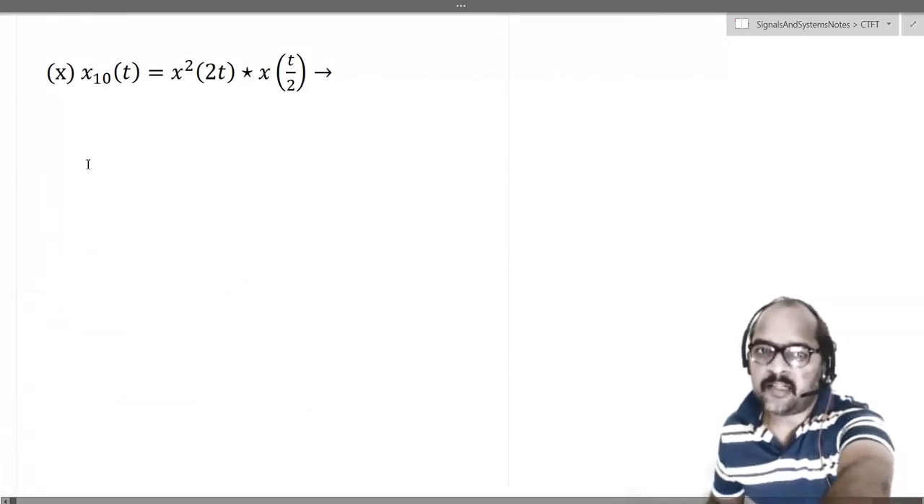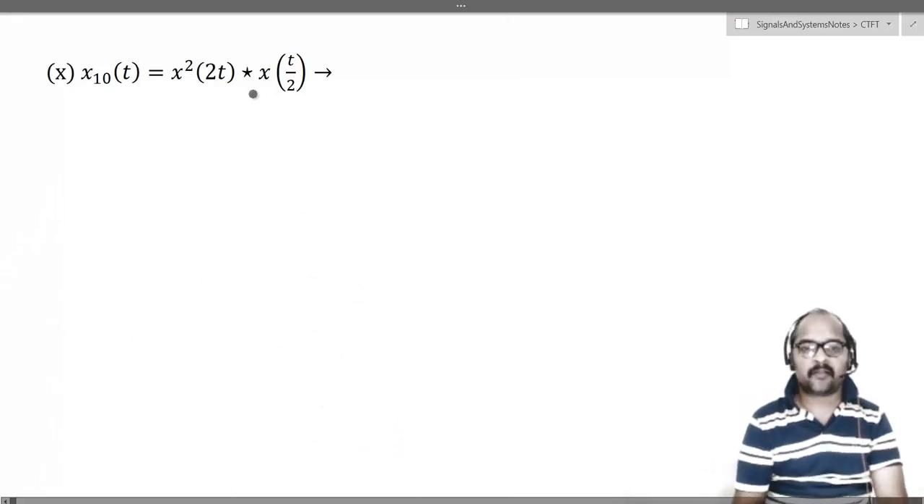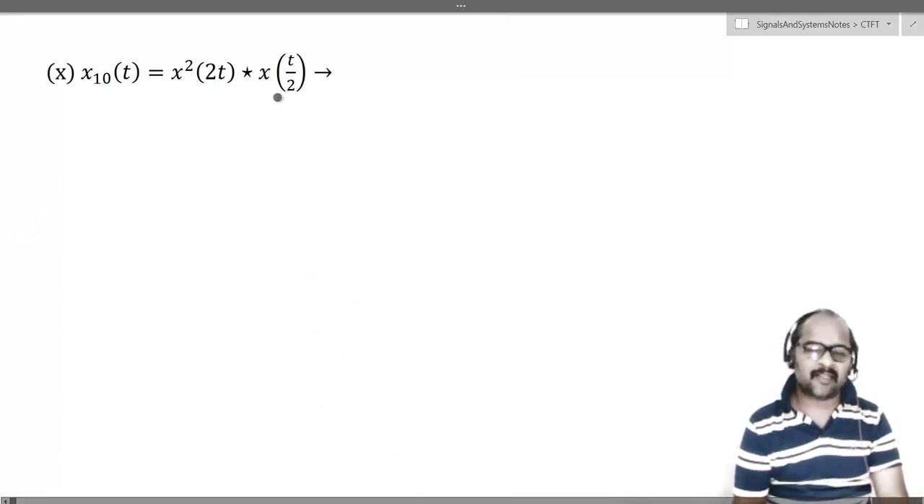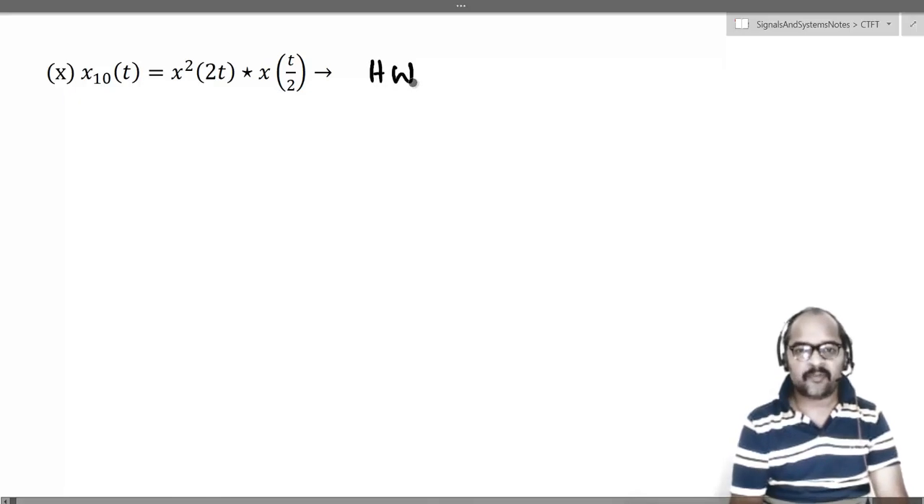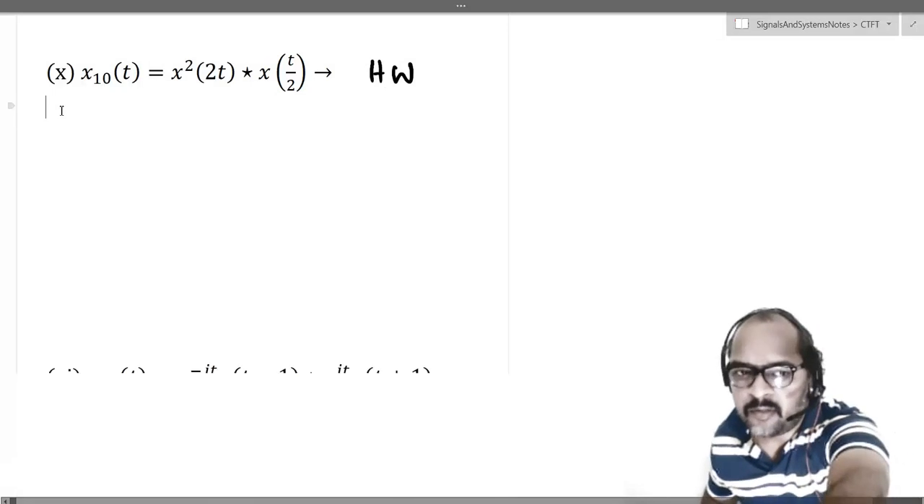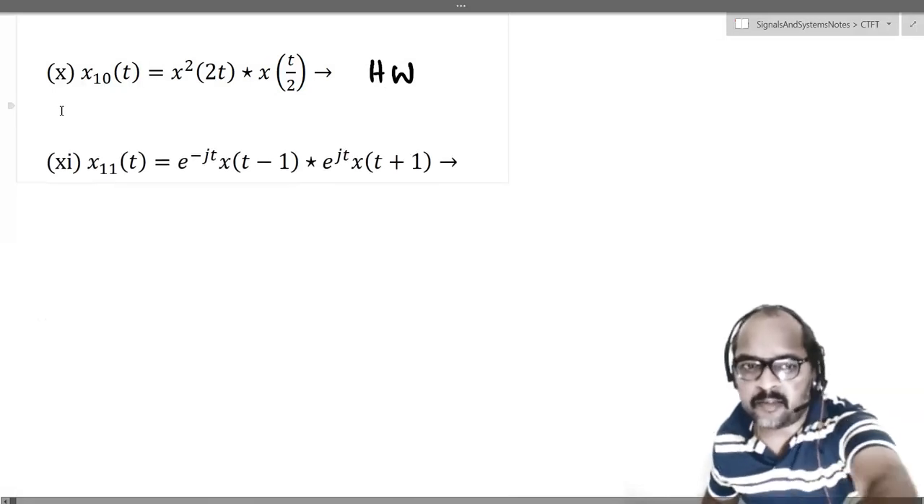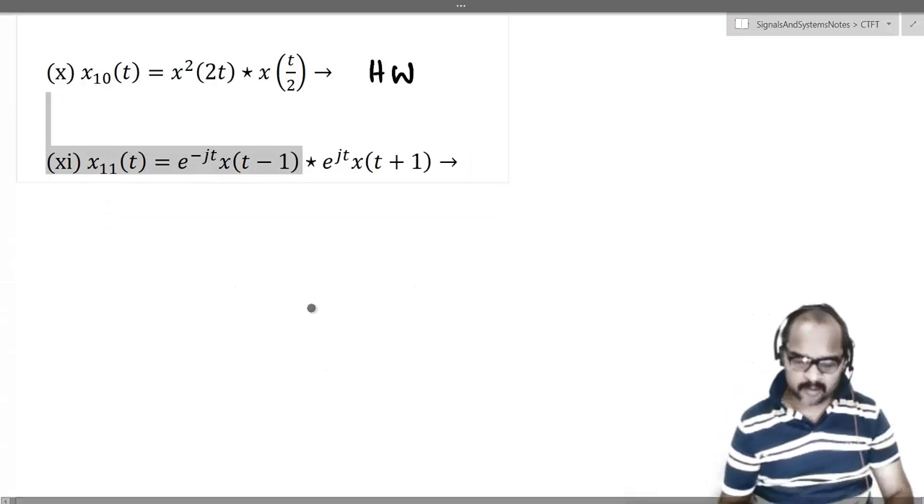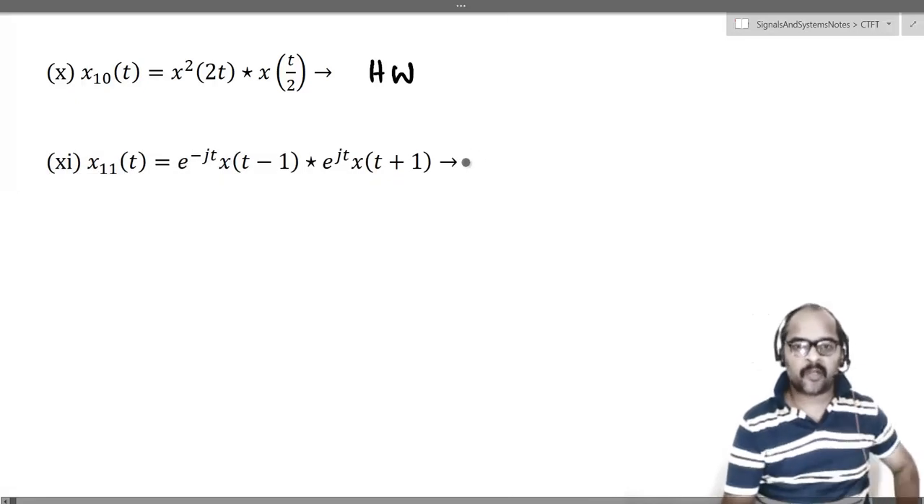Okay, x10 of t is given to be x square of 2t convolved with x of t by 2. Because this is easy, I will give this as homework here. That's an easy problem, so let us take that as homework. So let us do the 11th problem.